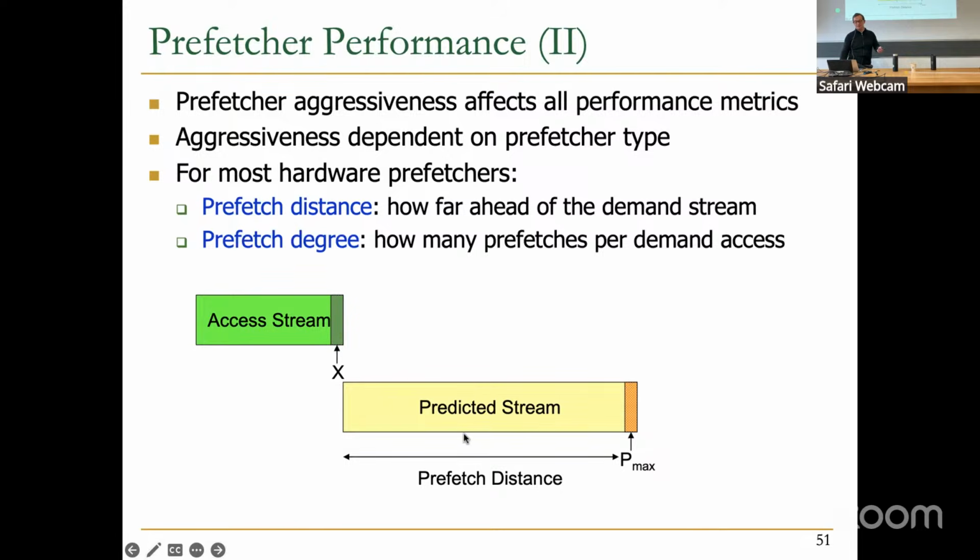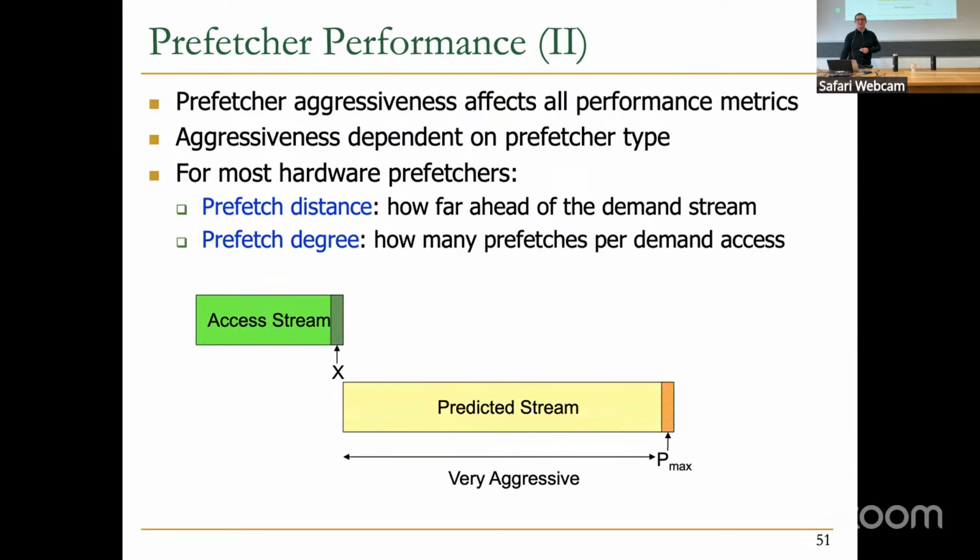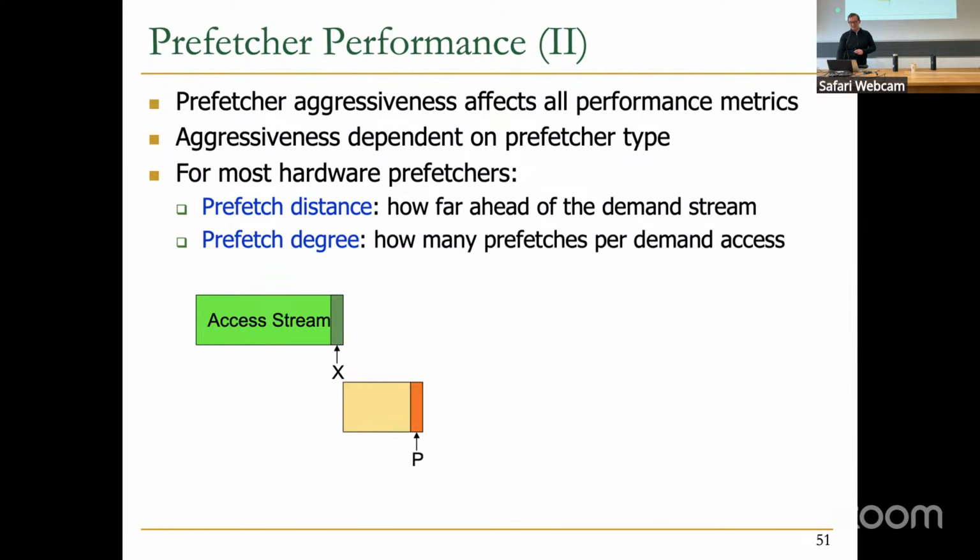So this is an aggressive prefetcher. This is a very conservative prefetcher. Let's say the predicted access stream is very close to the access stream. This is a middle of the road prefetcher, and this is the very aggressive prefetcher. So you can see that you can pictorialize these things, right? Make sense? Okay.